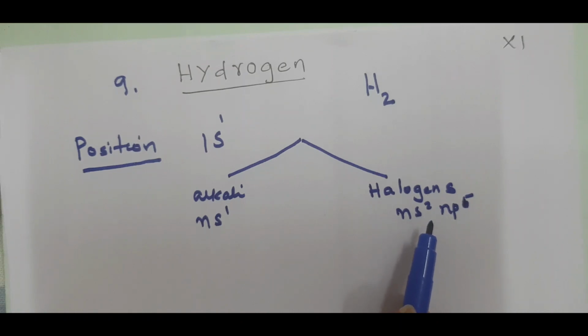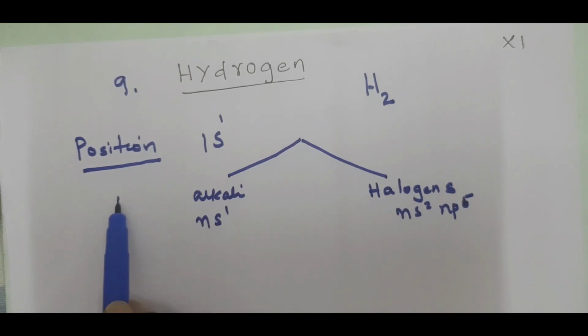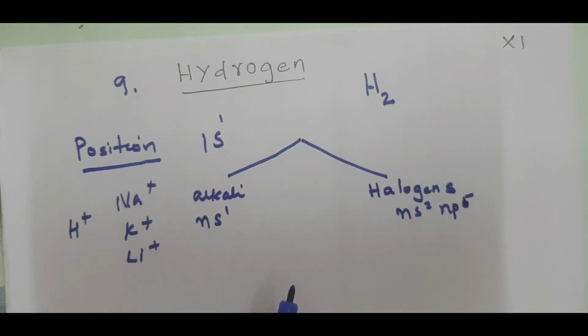Now why does it resemble alkali metals? Because hydrogen can lose one electron. We know alkali metals are electropositive in nature and lose one electron very easily, isn't it? So it loses one electron to form a unipositive ion. For example, in alkali metals we know Na+, K+, Li+, etc. That is unipositive. In the same way, hydrogen can also form H+, that is the proton, isn't it? So in that way it resembles the alkali metals.